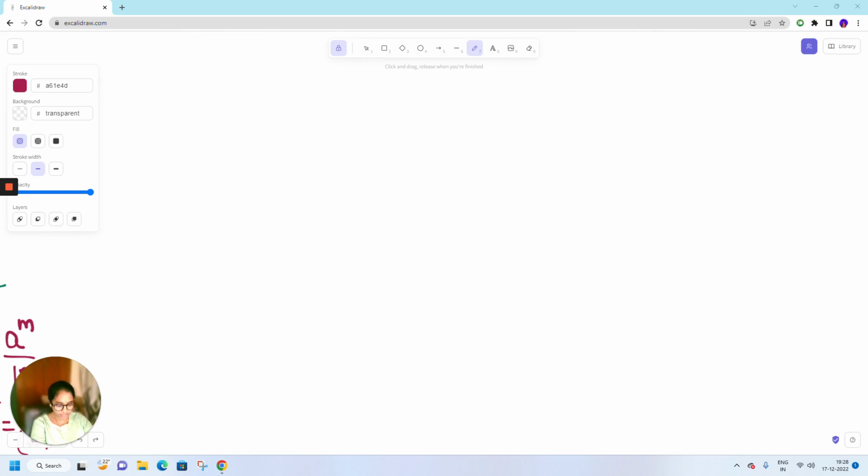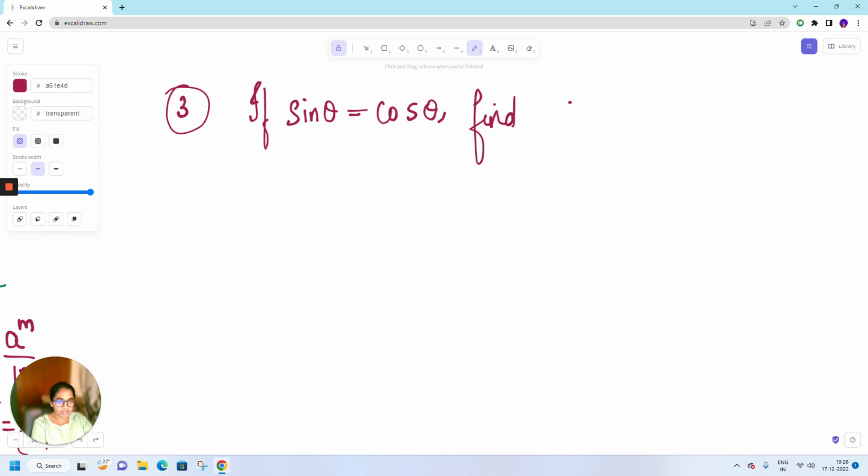So yes, the third question is, if sine theta equals cos theta, then find 2 sine square theta minus 3 cos square theta plus 1 divided by 2 cot square theta. Okay, what have they given?